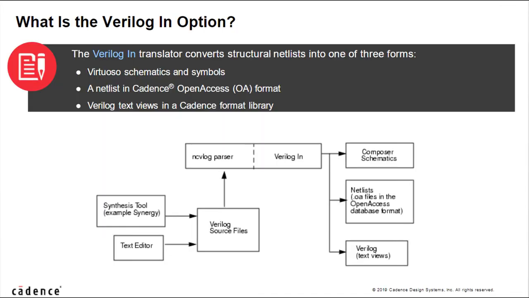Now you can convert a structural Verilog netlist in the Virtuoso environment. You can use the Verilog In translator to convert them to Virtuoso schematics and symbols, a netlist in Cadence Open Access format, or Verilog text views in a Cadence format library.